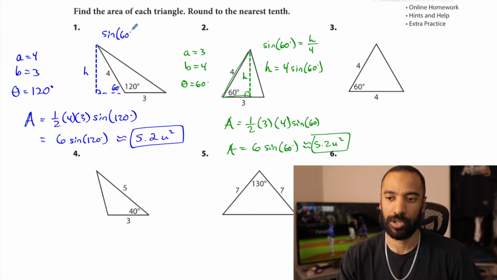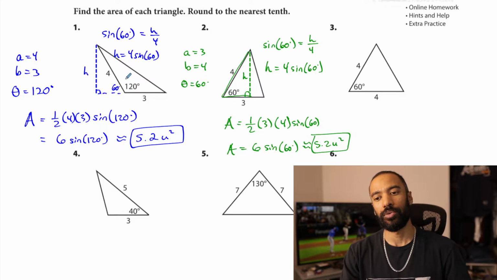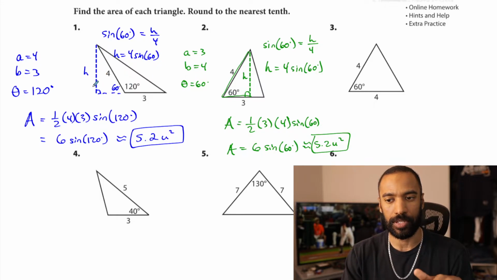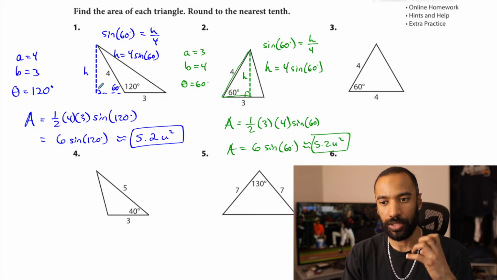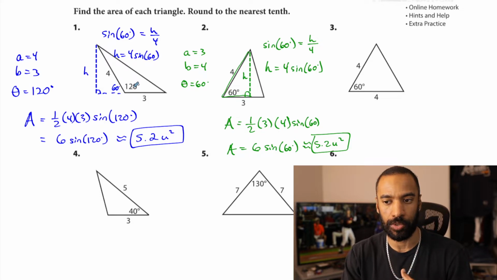So here, look at how the equations can be exact same. The sine of 60 degrees is opposite over hypotenuse. It's h over 4. So everything is still the same. H is 4 times sine of 60, and we're right back to where we were before. So the height is represented in such a way that you can still get its height using 60 as you could 120.